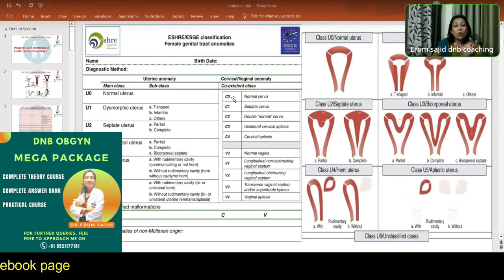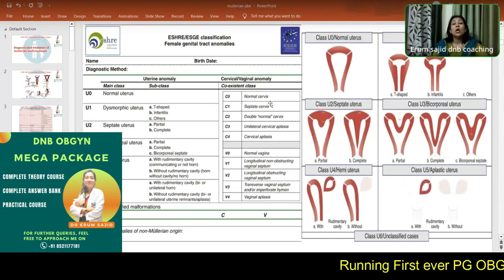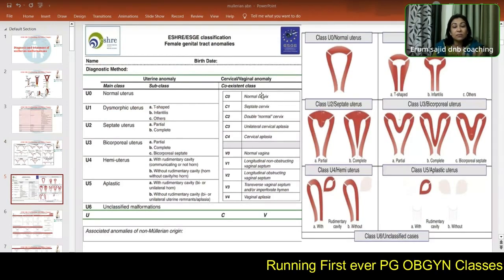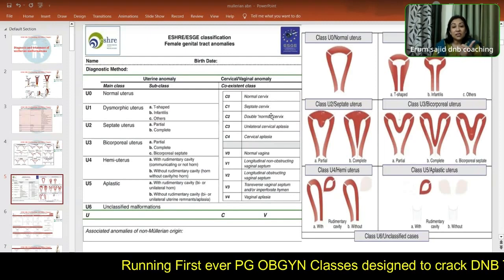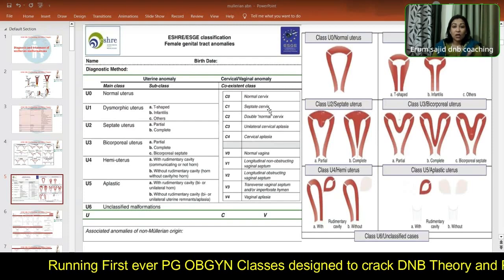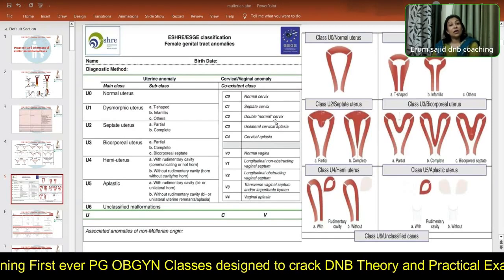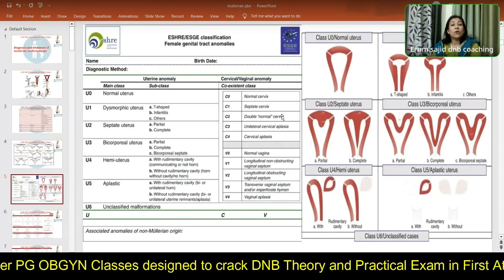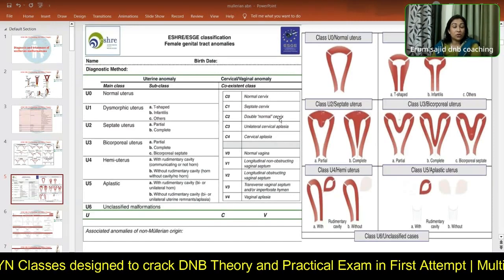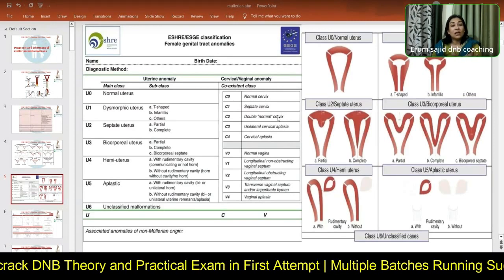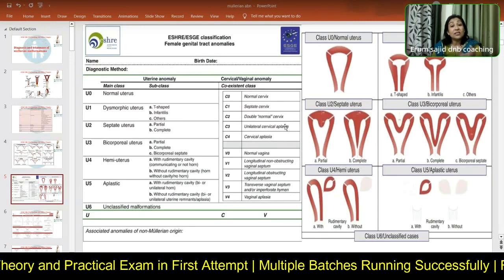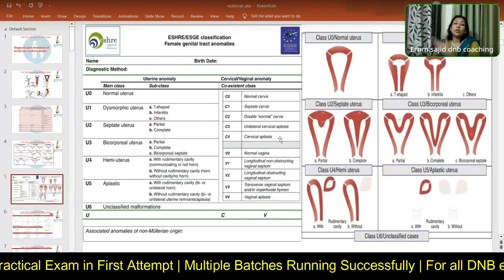So cervix C0 to C4. C0 is an absolutely normal cervix. It's just the opposite of what you did. You saw absolute hypoplasia to start with, but here we're seeing a normal cervix to start with, and it gets from bad to worse. So a normal cervix, C1 a septate cervix, that means an almost normal cervix having a septum. Then C2 double cervix, C3 unilateral cervical aplasia, that means from one side it's totally gone, and C4 no cervix at all.